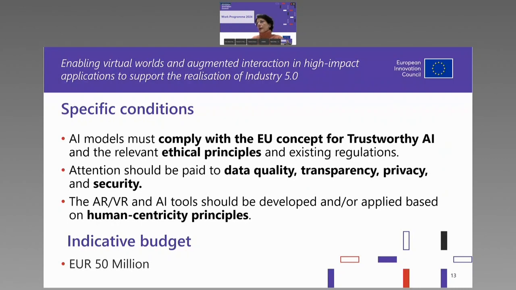Also, in this respect, and in addition to performance, due attention should be paid to data quality, transparency, privacy, and security. Moreover, the AR/VR and AI tools should be developed and/or applied based on human centricity principles. This I have mentioned all along my presentation. This European perspective should become a differentiating factor that brings a competitive advantage to these companies as well, being an important element in de-risking future investments.